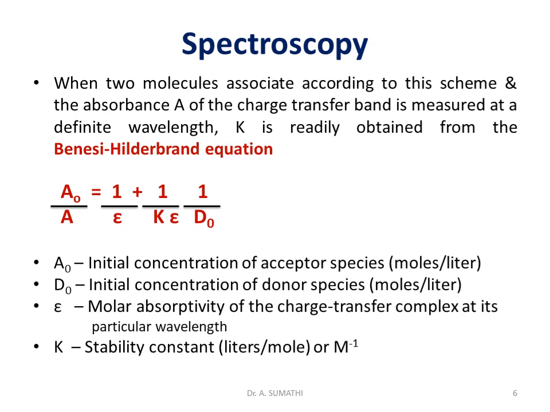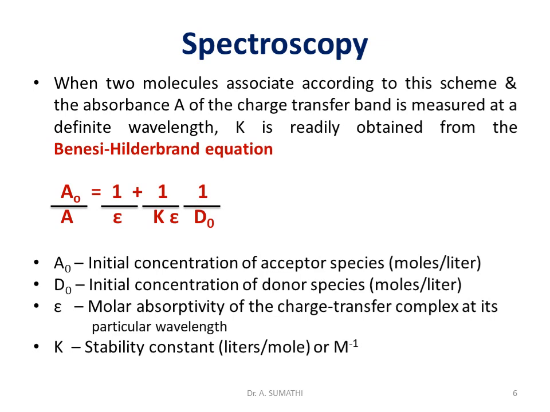When the molecules associate according to this scheme, we can measure the wavelength. K is readily obtained by using the following equation, the Benesi-Hildebrand equation. What is the equation? The Benesi-Hildebrand equation is given as follows: A naught divided by A equals 1 by epsilon plus 1 by K epsilon into 1 by D naught.